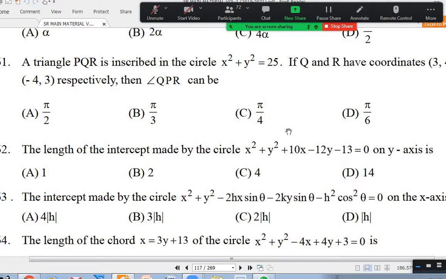62, length of intercept on the y-axis, straightforward, 2 root f square minus c formula. 63, on the x-axis, 2 root g square minus c. You can use that formula, you'll get it. And 64, length of the chord on a circle means 2 root r square minus d square, where d is the perpendicular distance from the center to the given line.